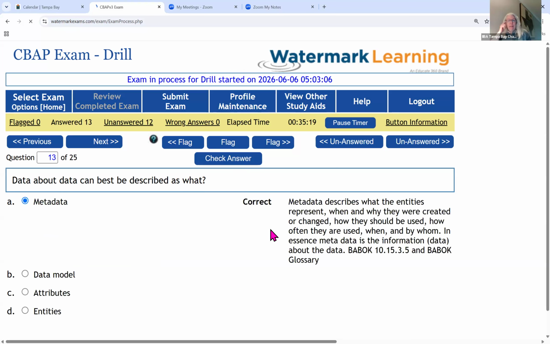Metadata describes what the entities represent, when and why they were created or changed, how they should be used, how often they're used, when and by whom. In essence, metadata is the information or the data about data.